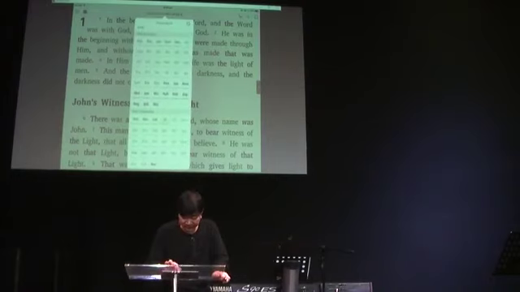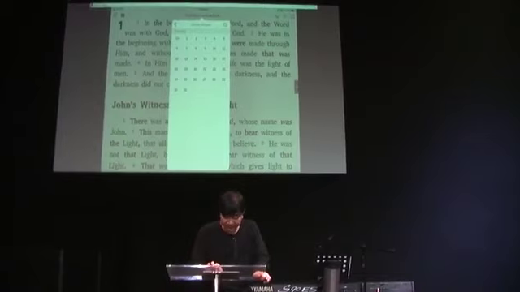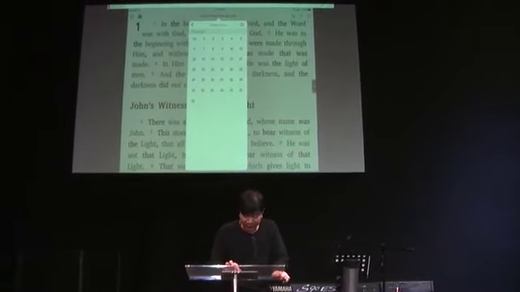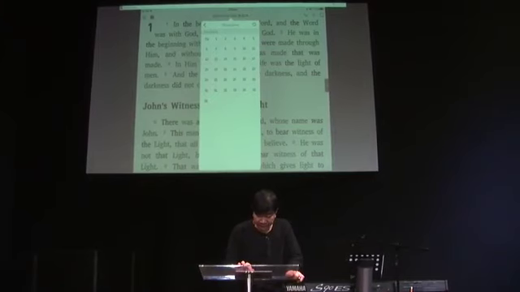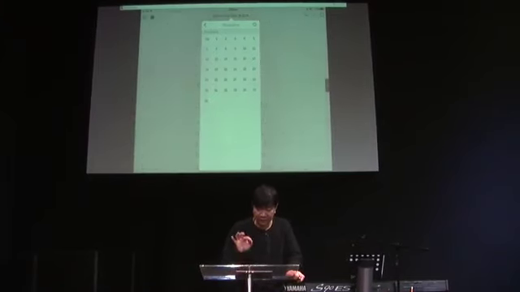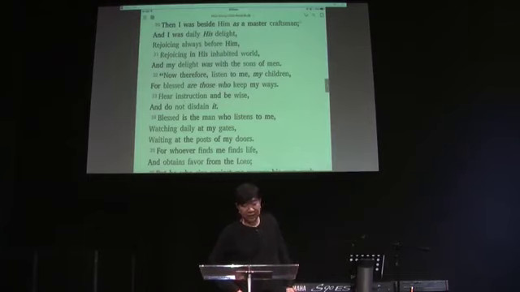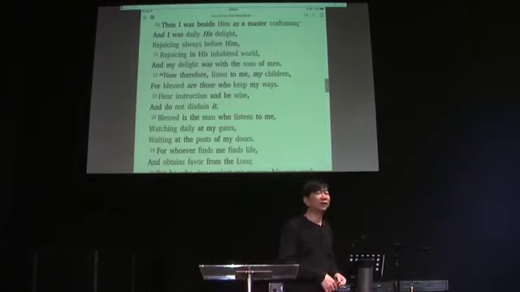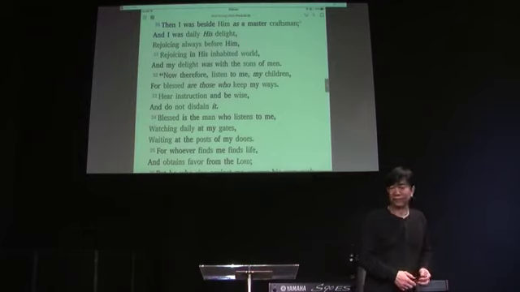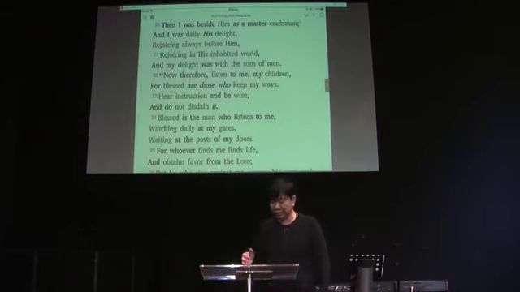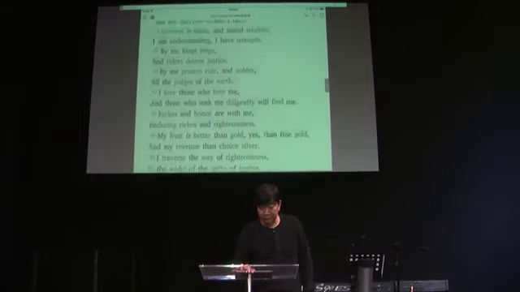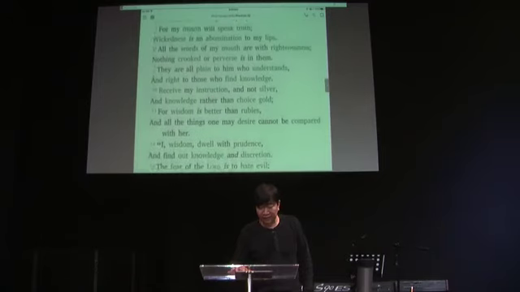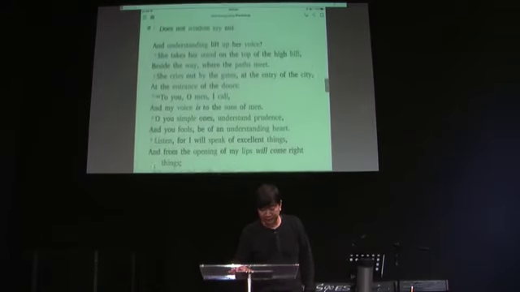Proverbs chapter 8, particularly verse 30. And this is called wisdom. You look at the whole chapter, it's a whole chapter about wisdom. And it actually calls wisdom even in a feminine tense.